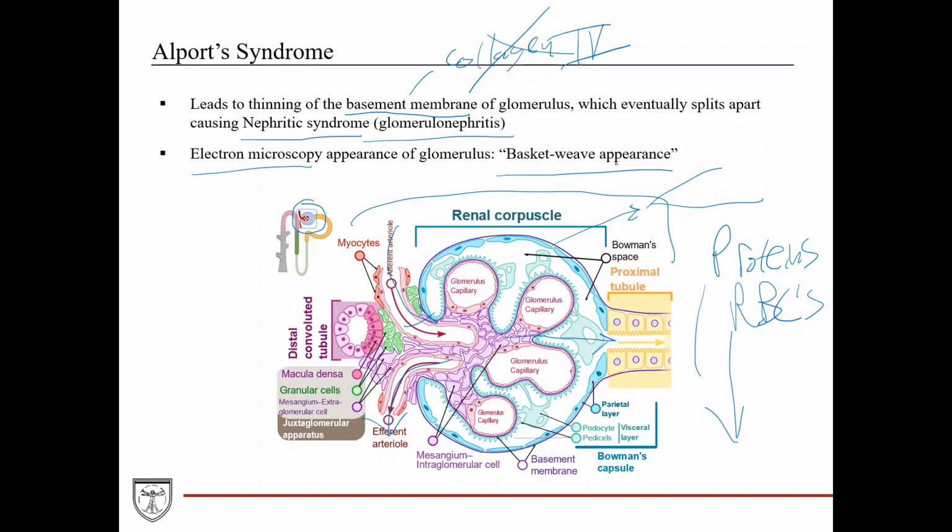We just put this in here because you could see this on an exam, and it's really where the basement membrane breaks down, and then you kind of have an inflammatory reaction where they try to rebuild or repair the basement membrane. And it kind of has this weave-like appearance on electron microscopy in the basement membrane. So that's where that term basket weave appearance comes from.